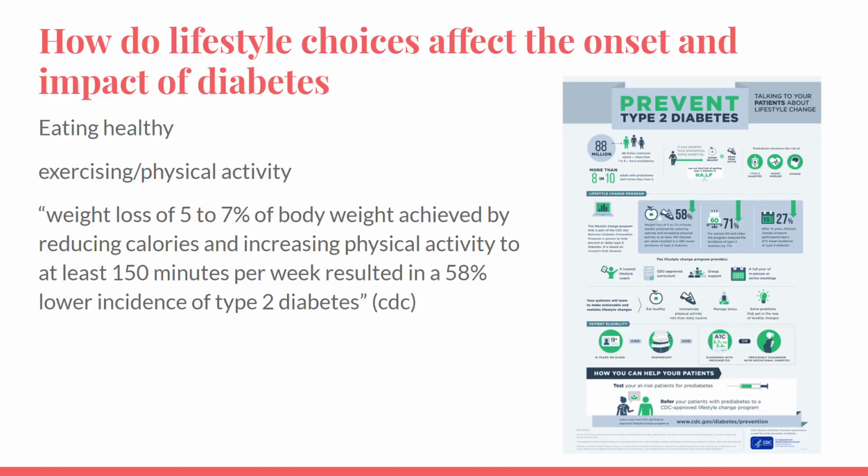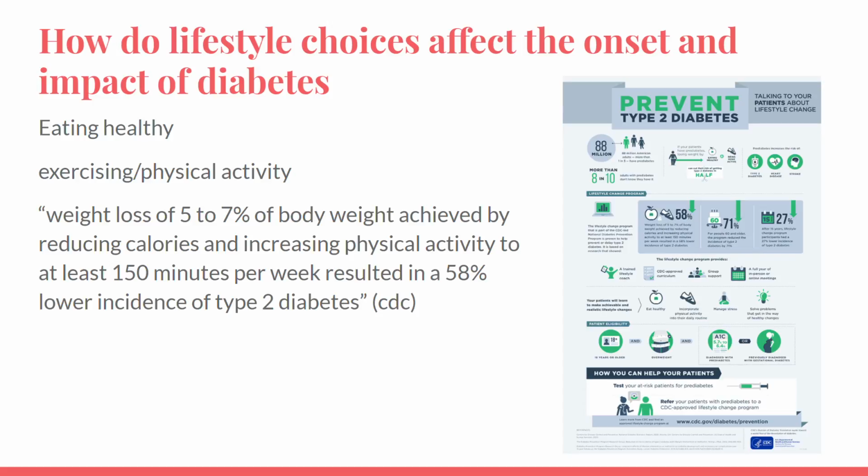And then how do lifestyle choices affect the onset and impact of diabetes? If you aren't eating healthy, then you are more at risk for developing diabetes 2, because you have more adipose cells, which, as previously mentioned, cause inflammation, and inflammation is related to having diabetes too. And then exercise and physical activity, if you don't have that much of them, then you're also more likely to have diabetes.